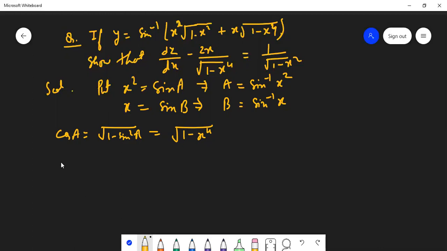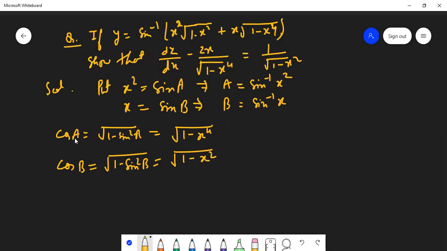What will be cos B? Cos B will be the same, the square root of 1 minus sine squared B. So this is the square root of 1 minus x squared, since sine B is x.